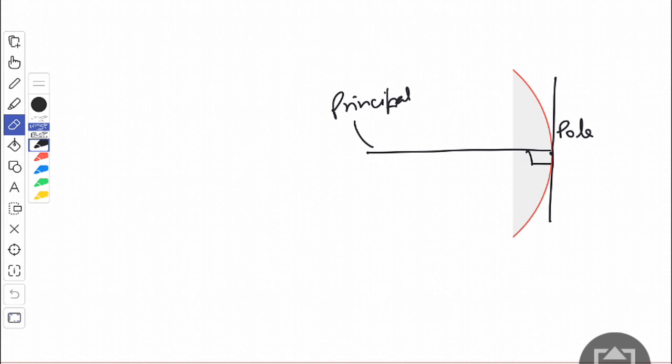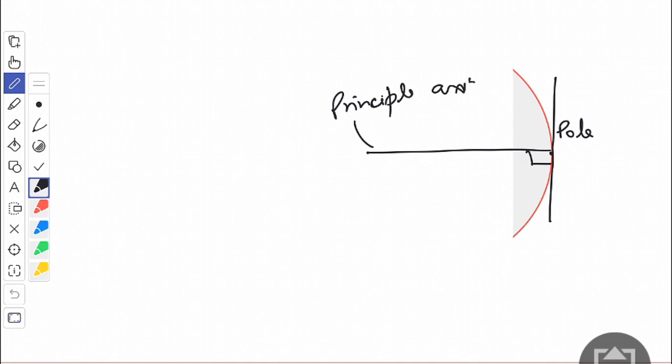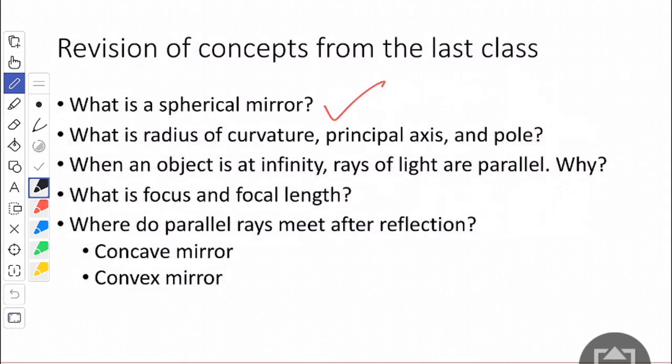I will just write it up a little nicely. Okay, so this is the principal axis. There we go. Now one last question which I had. We have answered 4, so this question is answered.